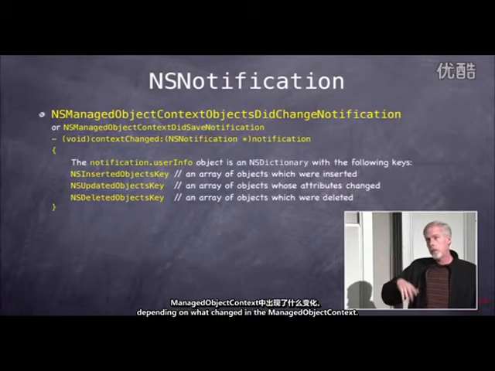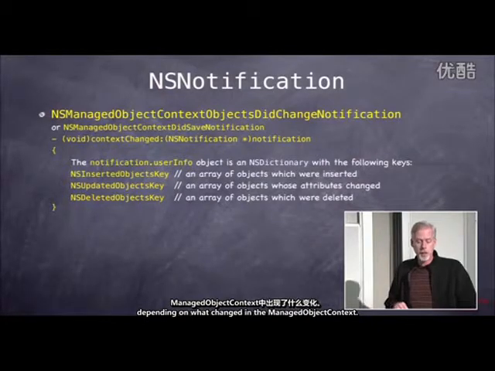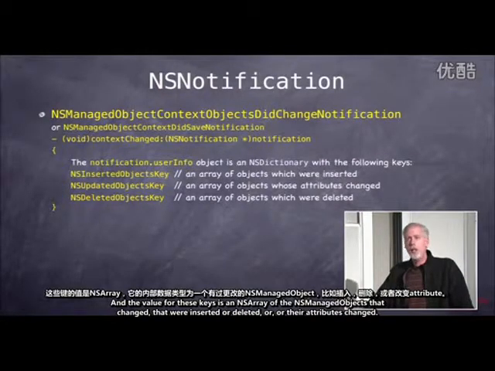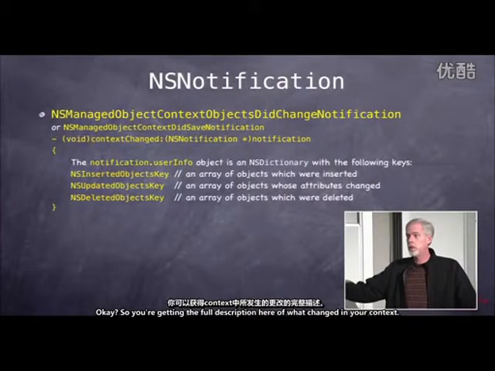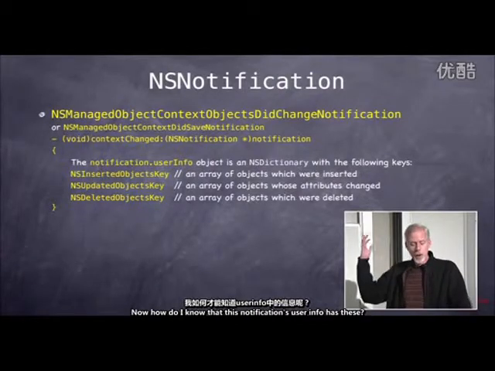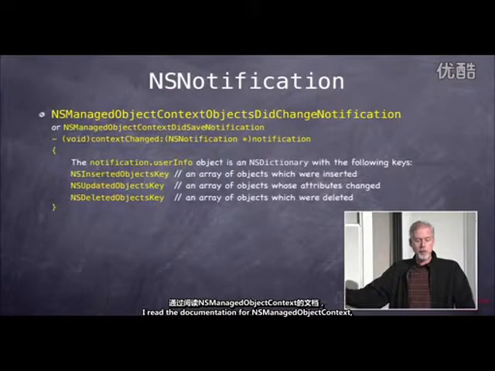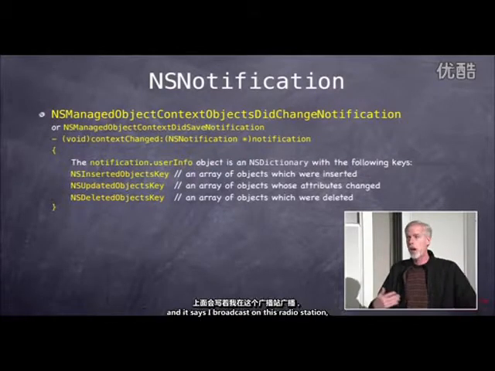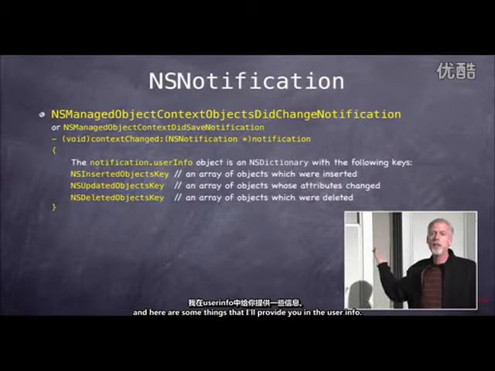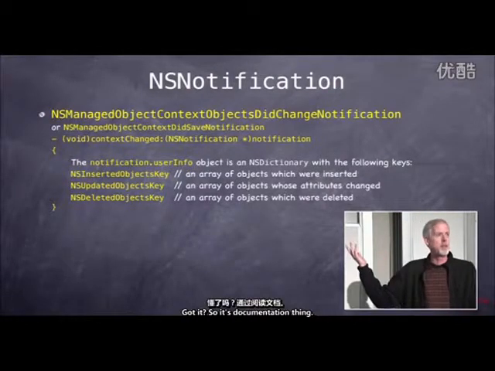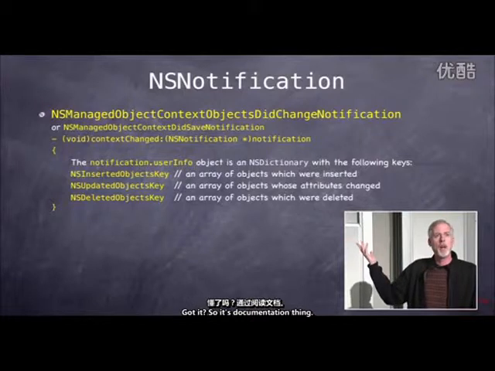These keys may or may not be there depending on what changed in the managed object context. And the value for these keys is an NSArray of the NSManagedObjects that changed, that were inserted or deleted or their attributes changed. Okay? So you're getting the full description here of what changed in your context. Now, how do I know that this notification's userInfo has these? I read the documentation for NSManagedObjectContext, and it says, I broadcast on this radio station, and here's the things that I'll provide you in the userInfo. Got it? It's this documentation thing.